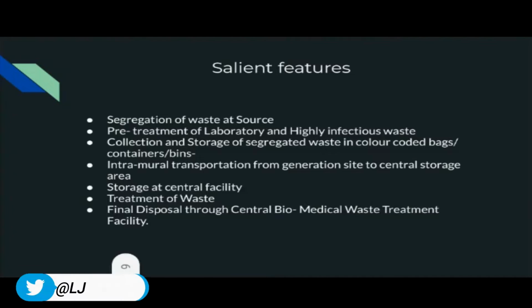The second salient feature is the pre-treatment of laboratory and highly infectious waste. So there may be highly infectious waste or laboratory waste. For example, we are all well aware of the fact that the coronavirus was spread from China, from a laboratory. So if the pre-treatment of laboratory and highly infectious waste was done, we cannot say for sure, but sometimes we could have prevented the whole pandemic itself. So the pre-treatment of laboratory and highly infectious waste is an important feature of this rule.